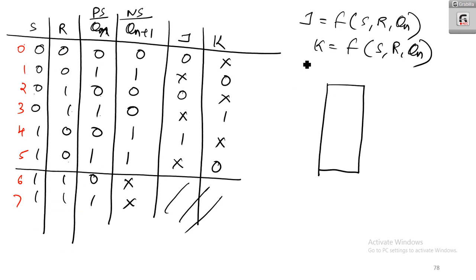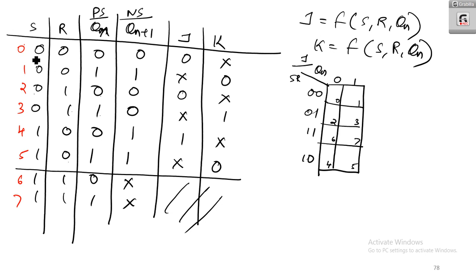I'm going to find the expression for J. So here I am having S, R, Qn, with the values 0, 0, 0, 1, 1, 1, 1, 0. So this is 0, 1, and this is 0, 1, 2, 3, 4, 5, 6, and 7.